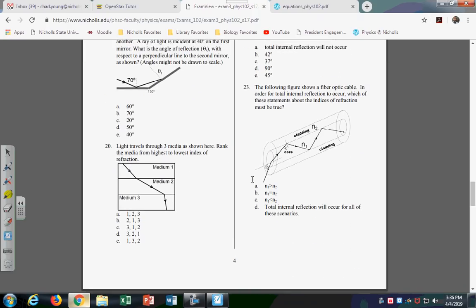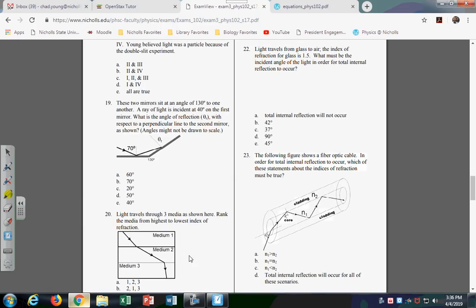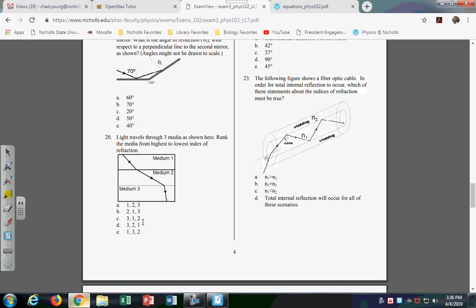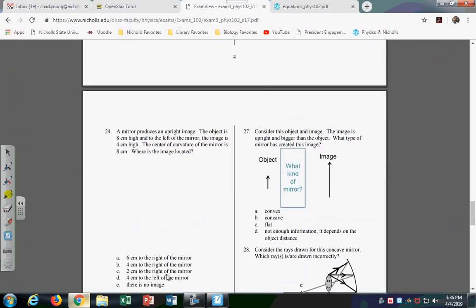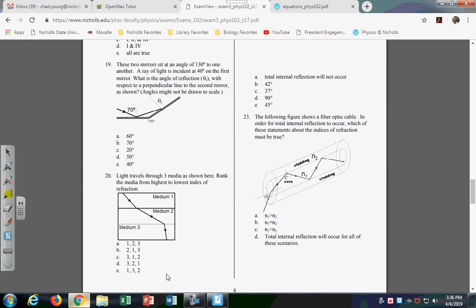Remember I told you you'll have one like this. I don't know if you have a ranking, but you certainly need to be able to discern between high and low speed or high and low index of refraction. Remember, they're inversely related. So if I have a big speed, that means I have a low index of refraction. We'll stop there at 23.